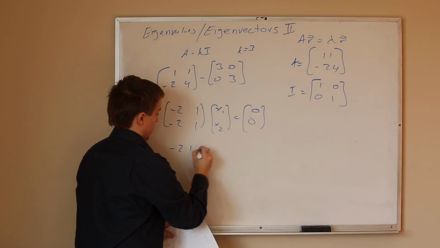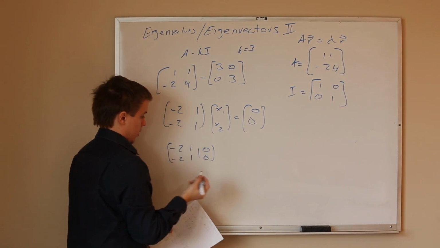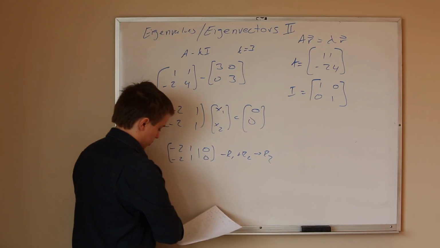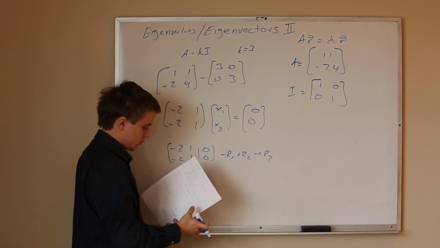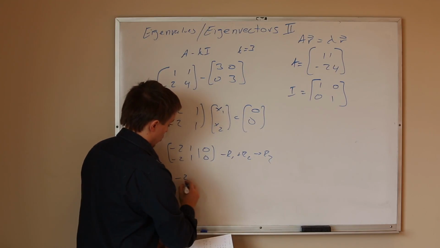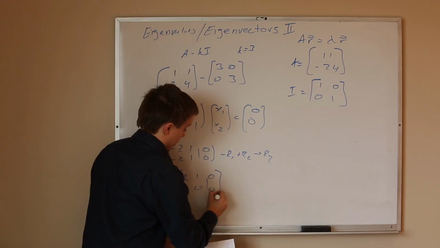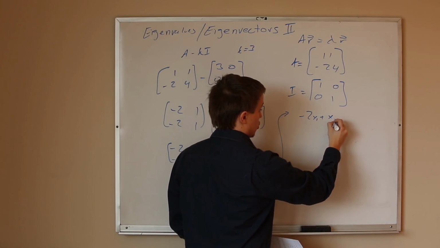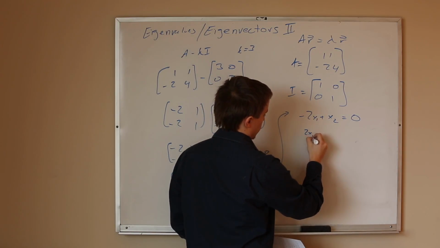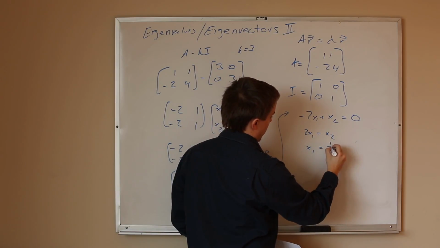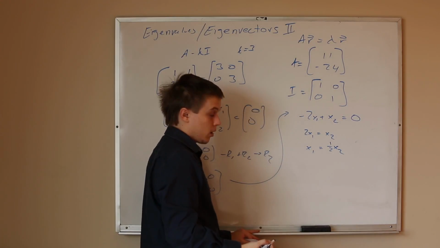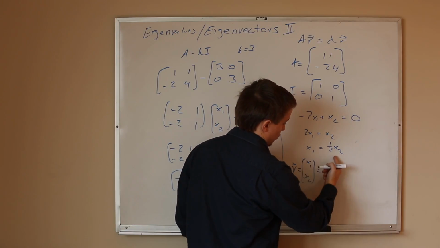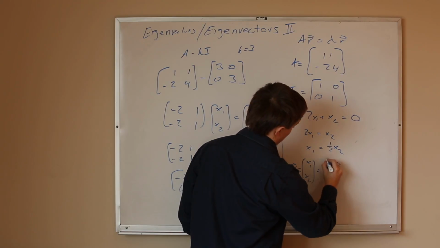And once again, we know Gaussian elimination, so we can do this. I can take negative r1 plus r2 and put that into row 2, and that yields [-2, 1; 0, 0], just like in the previous example. So now, if we take this information, we know that negative 2x1 plus x2 is equal to 0, or 2x1 is equal to x2, or x1 is equal to 1/2 x2. So now we can say that v is equal to [x1, x2], but we know that x1 is equal to 1/2 x2, so v is [1/2 x2, x2].